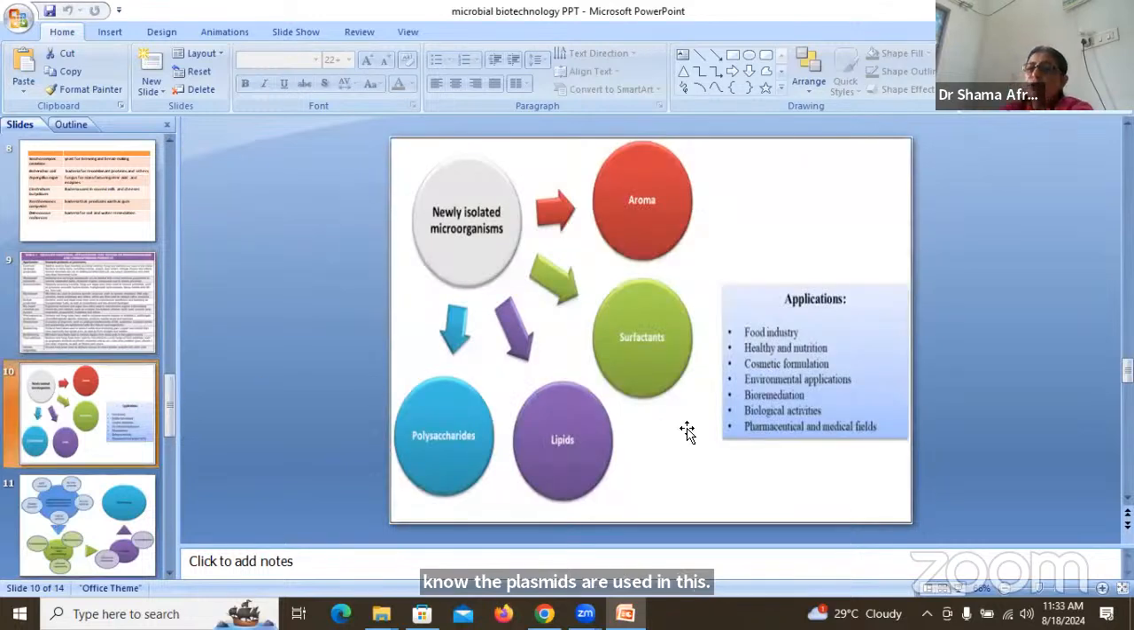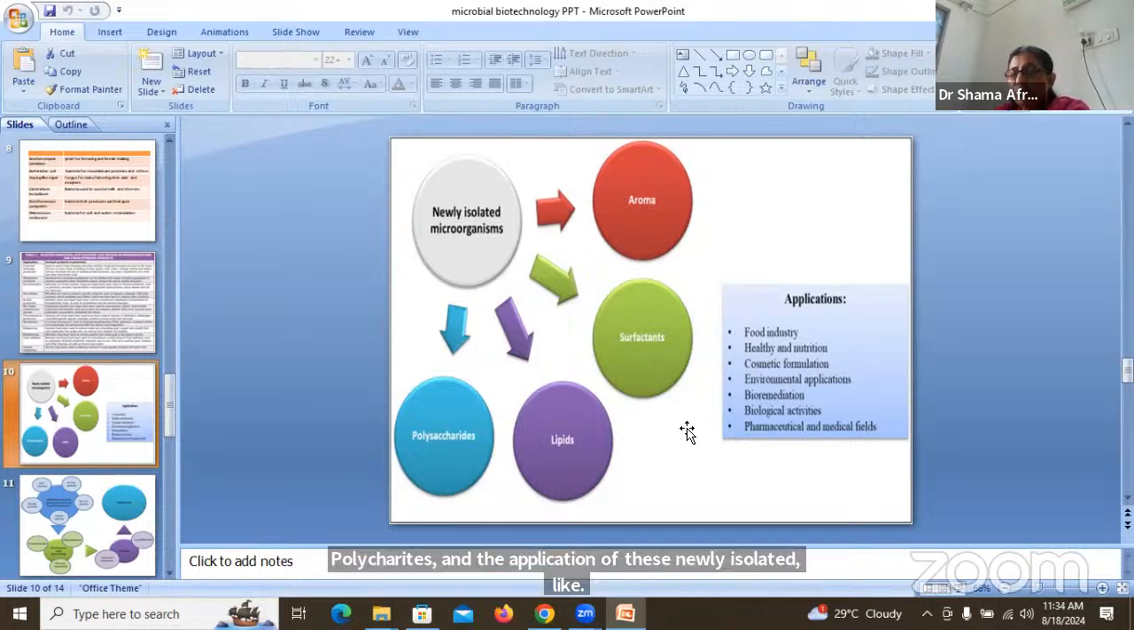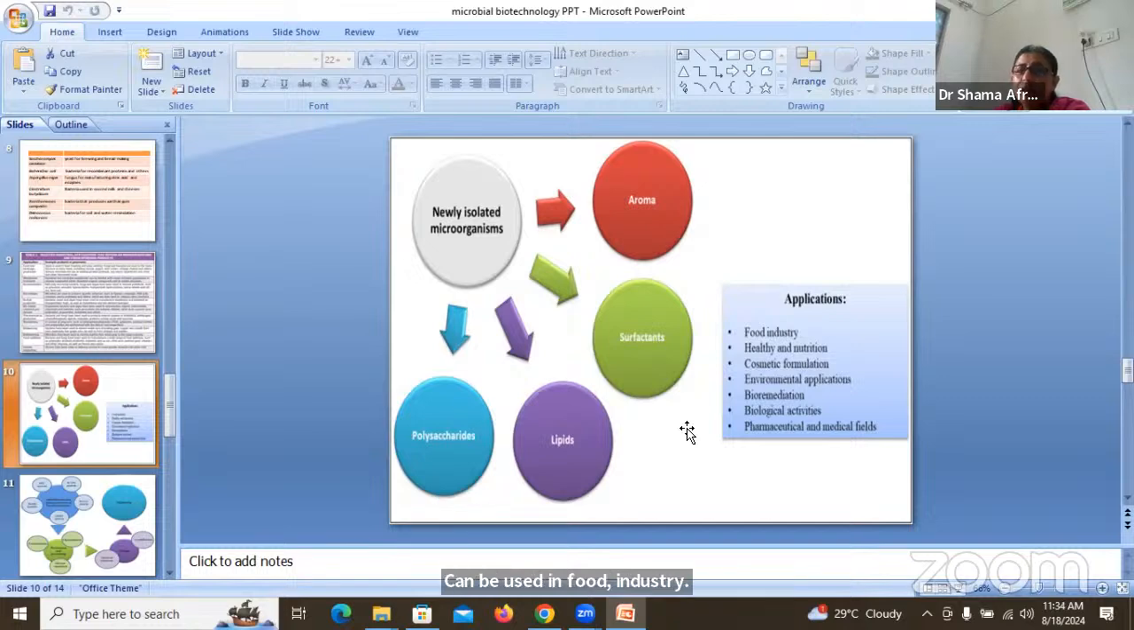Now, some newly isolated microorganisms. These microorganisms were present, but we only have to isolate them and know the things for which they can be used. Some newly isolated microorganisms are used for aroma, that is flavor or smell, as surfactants, and for the production of lipids and polysaccharides. The application of these newly isolated microorganisms can be in the food industry, for health and nutrition, in cosmetic formulation, in environmental applications, in bioremediation, in biological activities, and in pharmaceutical and medical fields.